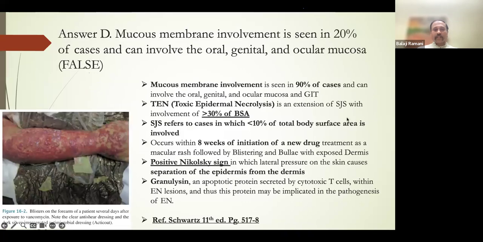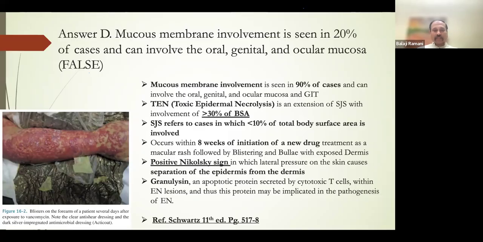The answer is that mucous membrane involvement is seen in 90% of cases. Almost all patients with Stevens-Johnson syndrome will have involvement of the mucous membrane. So mucosal involvement is one of the characteristic features of Stevens-Johnson syndrome. When the involvement of body surface area goes to more than 30%, you call it TEN, toxic epidermal necrolysis. TEN and Stevens-Johnson syndrome differ based on the area of skin involvement: more than 30% for TEN, and SJS is generally less than 10%. Between 10 and 30, there is no clarity.